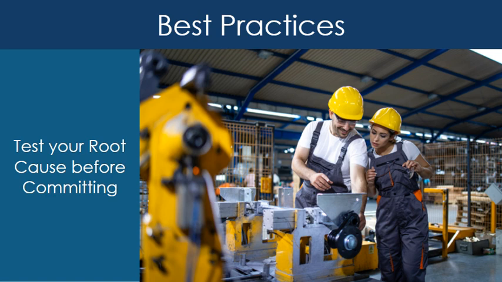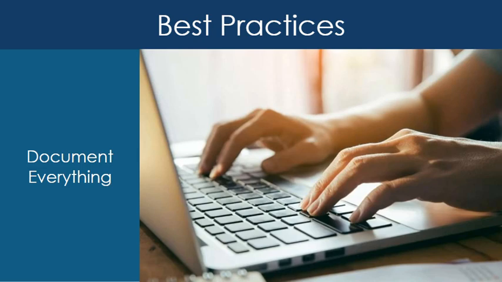Test your root cause before committing. Ask yourselves, would fixing this actually prevent recurrence? Does the whole team agree this is fundamental? Can we implement a concrete, measurable solution? Does the causal chain make logical sense? If you get hesitation on any of these, keep digging. And document everything. Record each question and answer, capture supporting evidence, identify the root cause clearly, outline proposed solutions with specifics, and assign action owners with deadlines. This creates organizational learning and accountability.